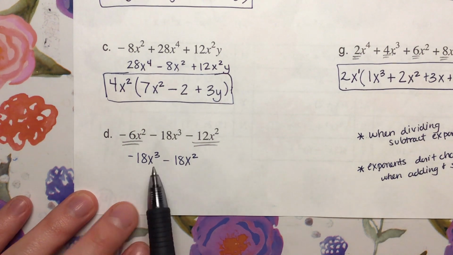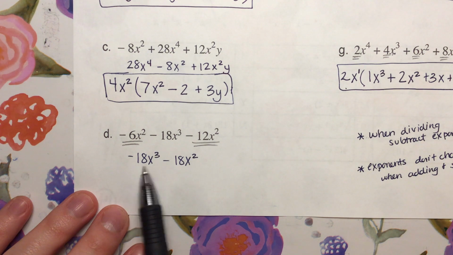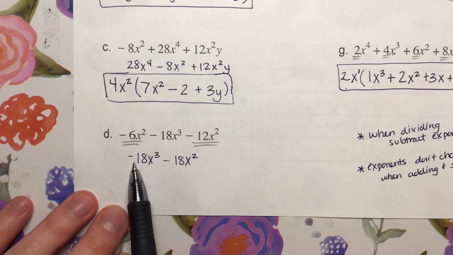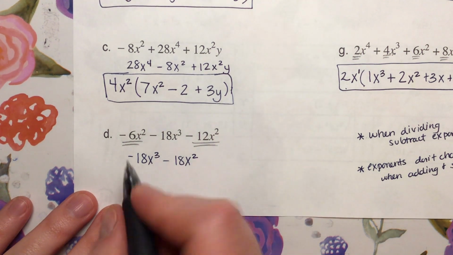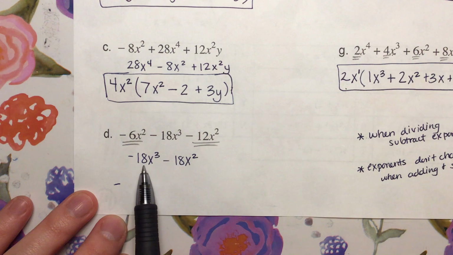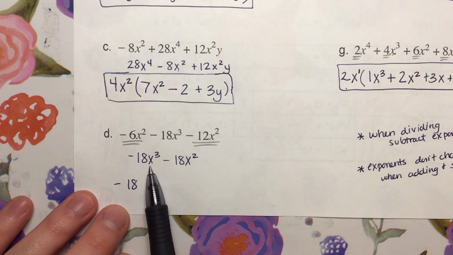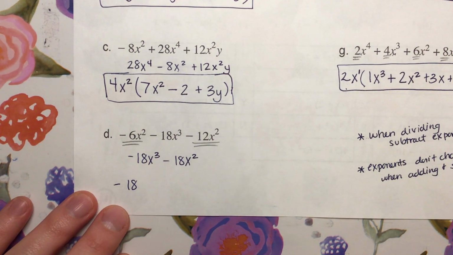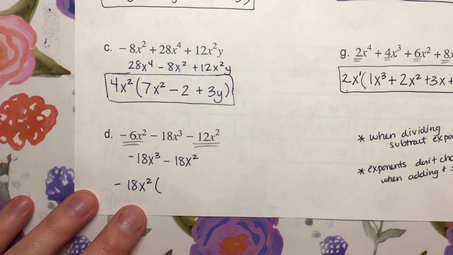Okay, now I have this simplified down. I'm looking for the largest number that I can divide out of both of these. And notice how the leading coefficient is negative. We don't like for that leading coefficient to be negative, so I'm going to pull a negative out. And what can be divided out of 18 and 18? Well, 18. Then I have x to the third and x to the second. What can be pulled out of both of those simultaneously? X to the second. And now let's divide that out.